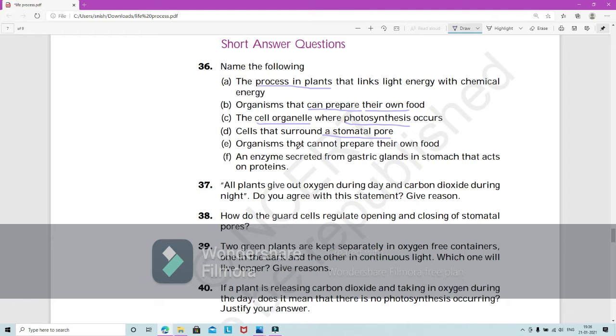Next, organisms that cannot prepare their own food. Yes, so B and E are like the two definitions of types of organisms. B is autotrophs, E is heterotrophs.